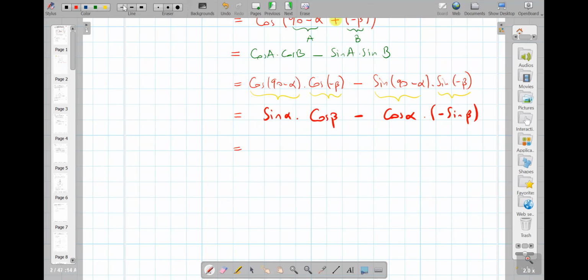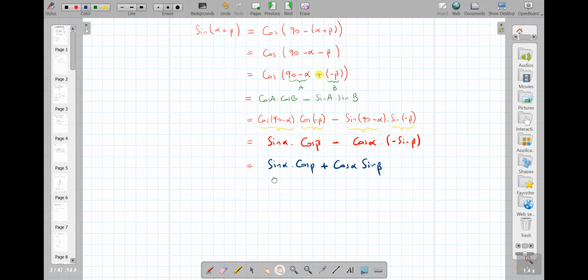So why did you write cosine negative beta as cosine positive? Because the given identity was positive. That's what I wanted to use. Okay, so cos alpha and sine beta. So that will be the answer.